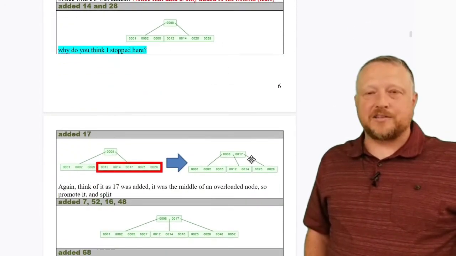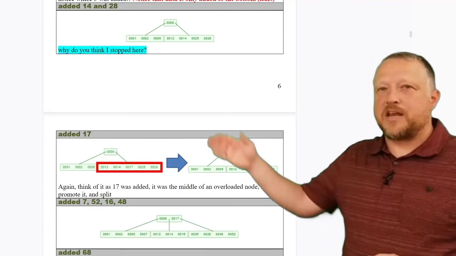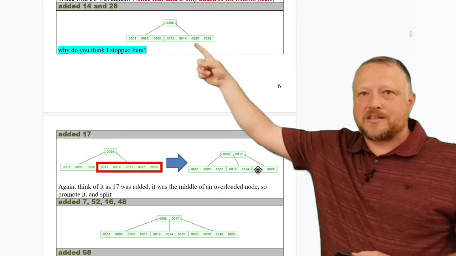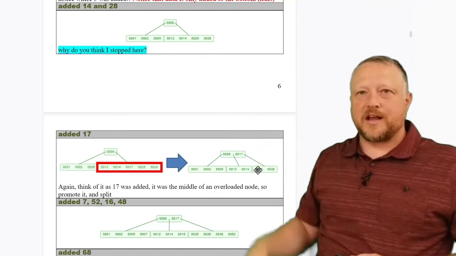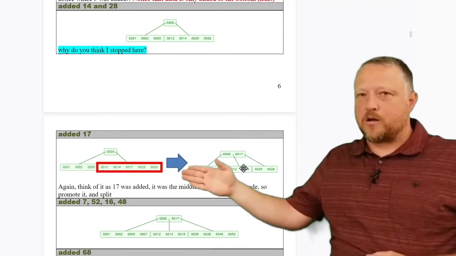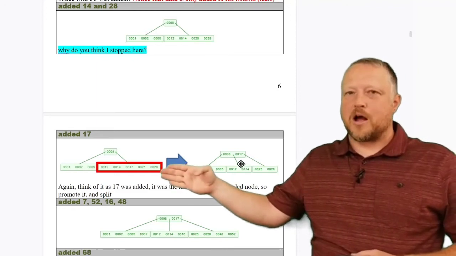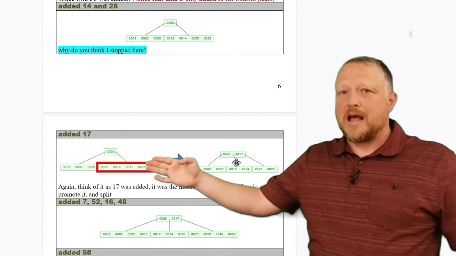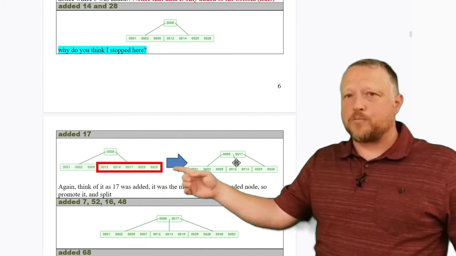Well, we add 17. I'm going to start from up here. 17 is greater than 8, and well, we're going to add 17 in between the 14 and the 25 there. So we know, we've got a problem. Now, again, we do the exact same thing. You put 17 in order, and then we're going to go ahead and break it up and promote the 17.